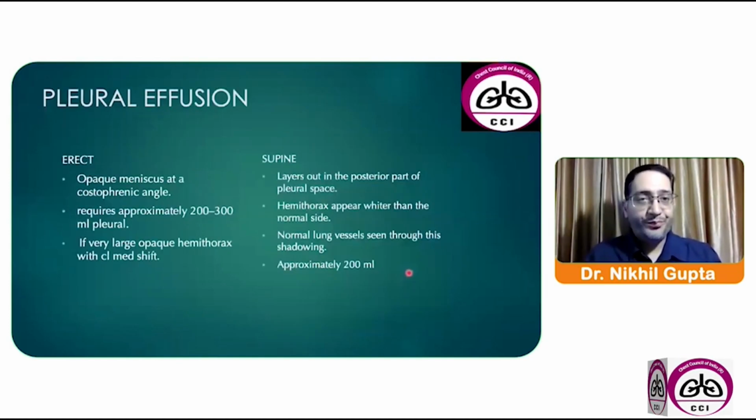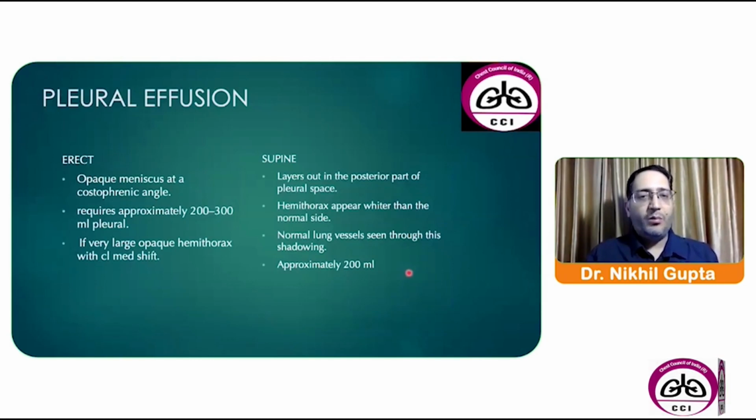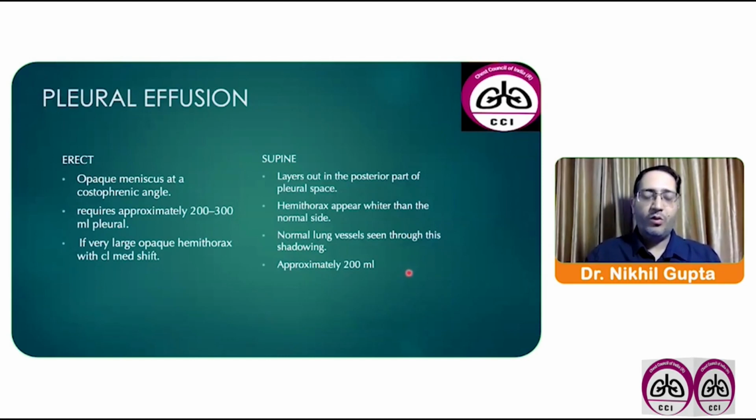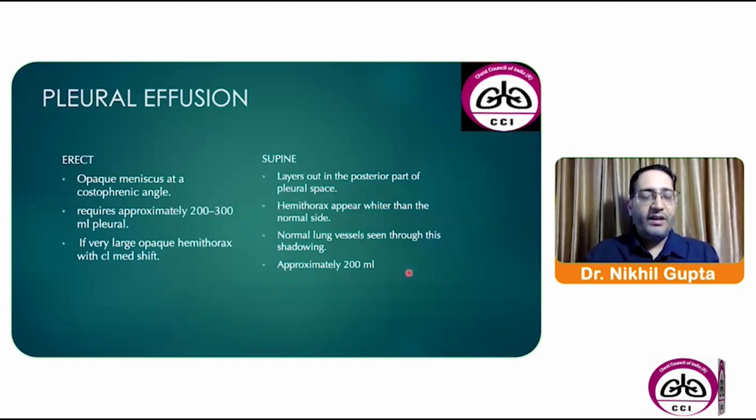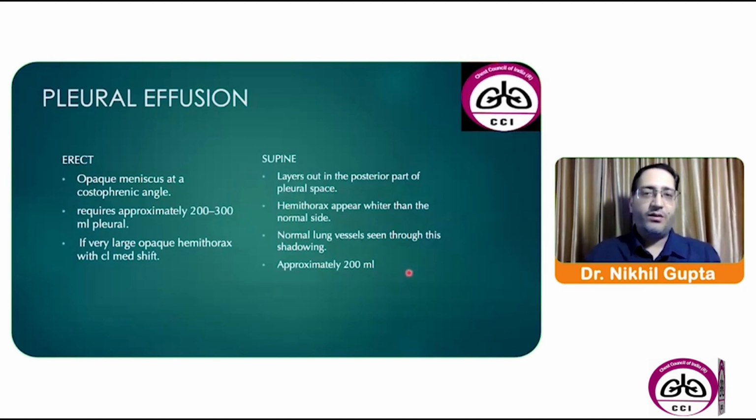Pleural effusion. On an erect X-ray, it is an opaque meniscus at the costophrenic angle and requires around 200 to 300 ml of fluid. If a very large opacity is there, it is seen with contralateral mediastinal shift.